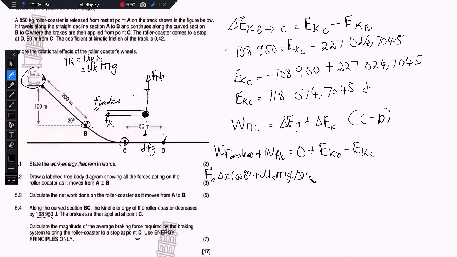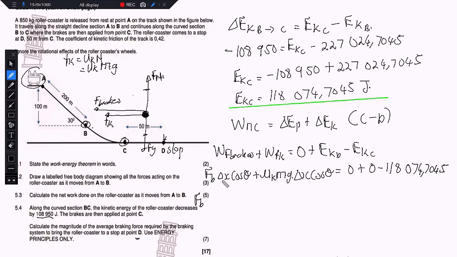But then delta X cos theta, this is 0. What's the EK at D? The EK at D will be 0 because the velocity at D is 0, right? Remember, it comes to a stop at D. So this here as well has to be 0. Then minus EK at C. We did find the EK at C right there. There we go. So that would be minus 118,074.7045.